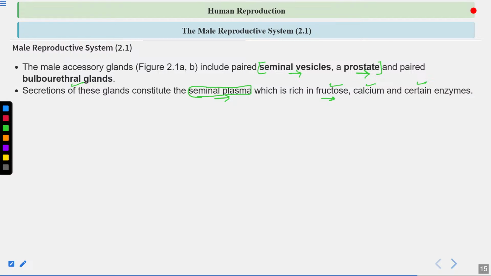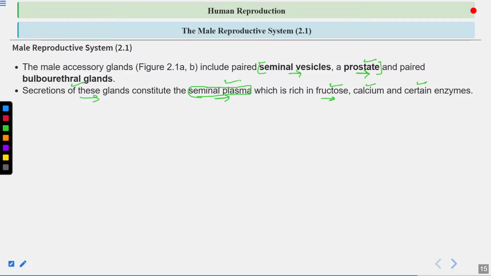And the secretions are known as seminal plasma. Okay, so secretion of these glands constitute the seminal plasma. Now this prostate secretes a milky alkaline fluid.